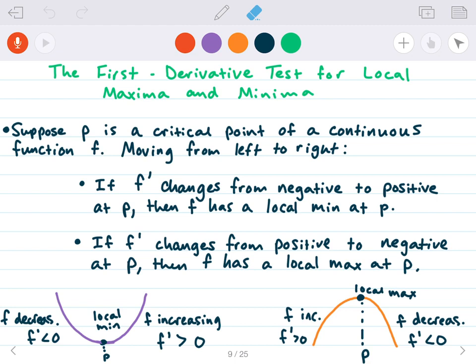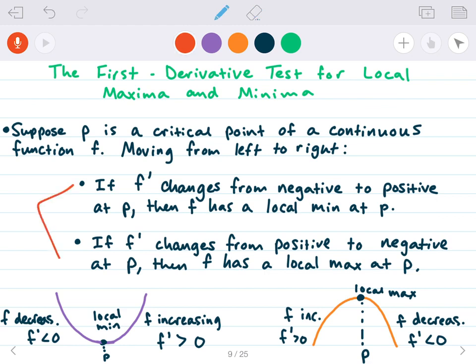Let's say p is a critical point. So remember, set the derivative equals 0. What do you get for x? That's p. If f prime changes from negative to positive at the critical point, then we have a local min there. If it changes from positive to negative, then we have a local max. And again, go to that first example in the video and make the connection to these definitions here.